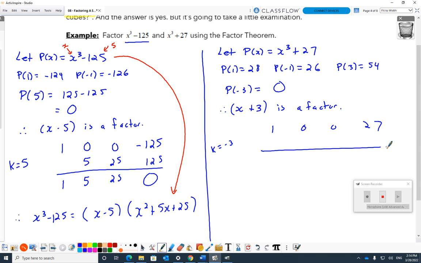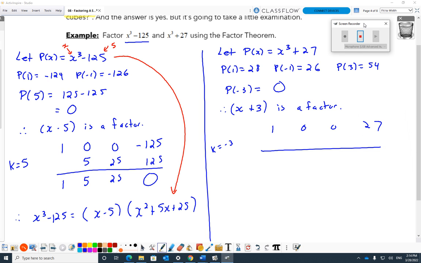Let's just pause for a second. Remember what I'm trying to accomplish here. I'm trying to review factoring, yes, but this lesson specifically is trying to find a way to skip all these steps when it's a sum of cubes like this one is. So bring down the first one, multiply by negative 3, add, multiply by negative 3, add, multiply by negative 3, and add. Hopefully that's well practiced.